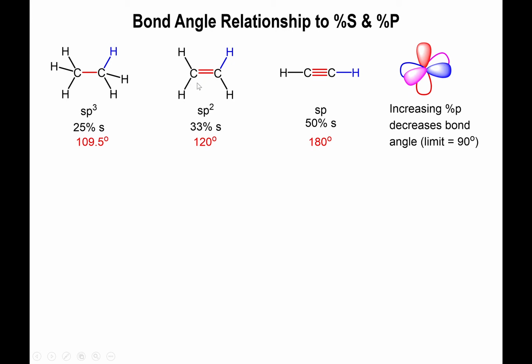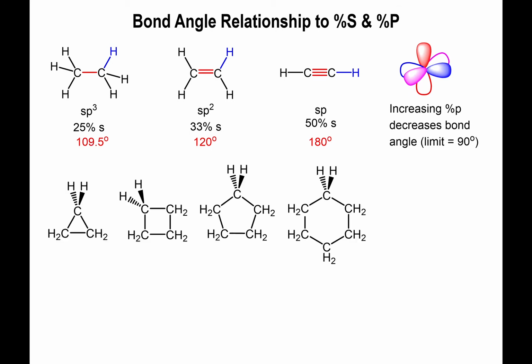Okay, now since the lower limit is 90 degrees for p orbitals, what you're really seeing is that as you lower the bond angle, looking from molecule to molecule, you're actually increasing the amount of p content, and conversely you're also decreasing the amount of s content.